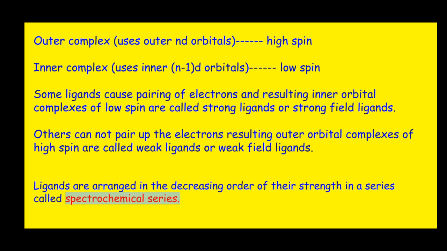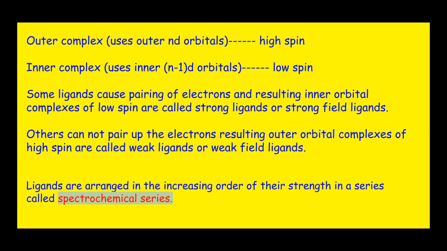Some ligands have the tendency to pair the electrons and result in the formation of inner orbital complexes or low spin complexes. These ligands are known as strong ligands or strong field ligands, whereas there are some ligands that cannot pair up the electrons and result in the formation of outer orbital complexes or high spin complexes. These ligands are known as weak field ligands or weak ligands.